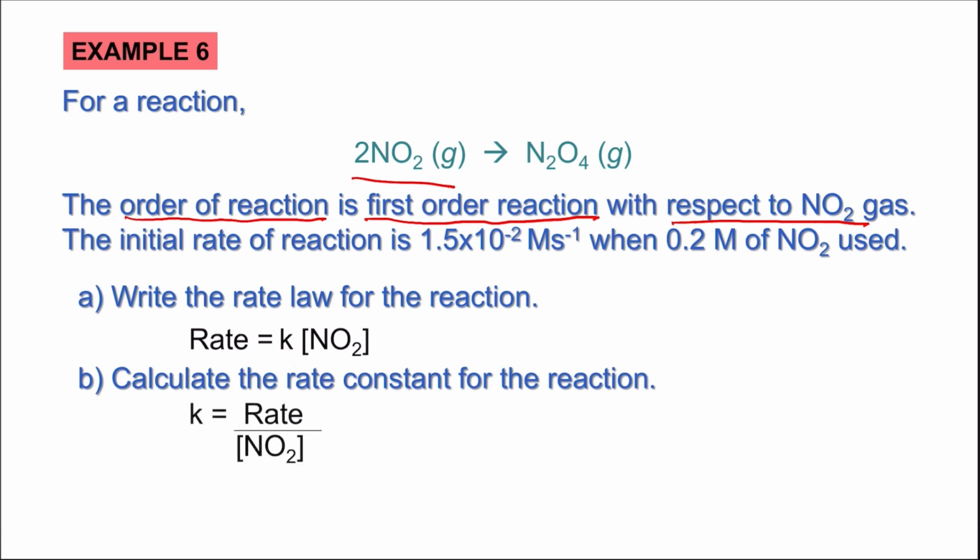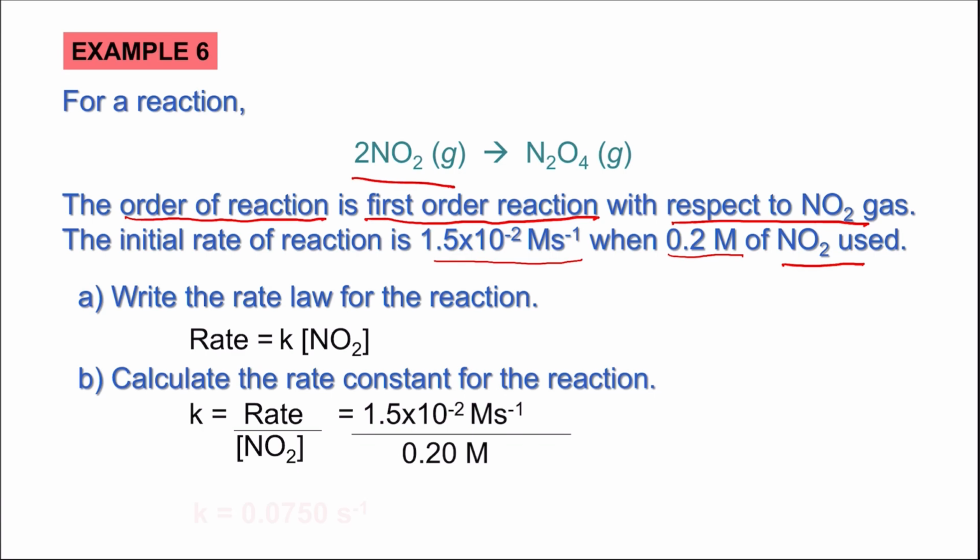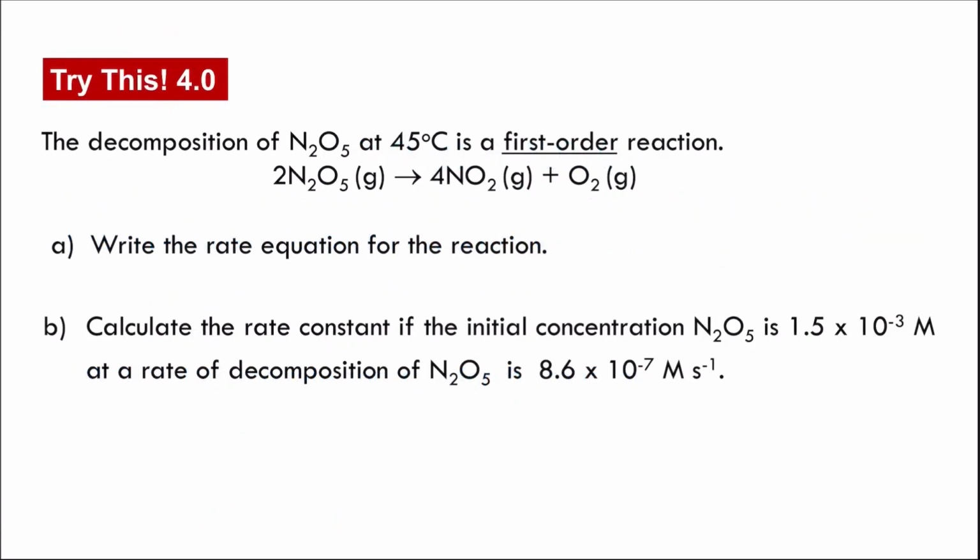So, saya rearrange sahaja saya punya equation. So, saya akan dapat nilai untuk initial rate reaction iaitu kita punya rate dan juga concentration for NO2. Saya akan masukkan dalam expression saya. Saya akan dapat K equals to 0.0750 per second. So, this is the final answer. Very easy and direct for this question. So, I leave it, try this 4.0 for your exercise.